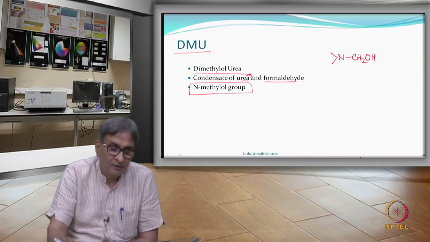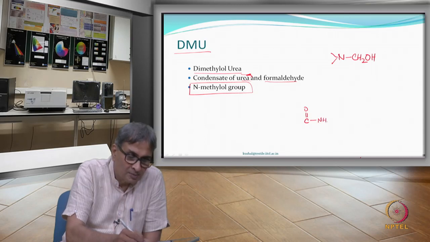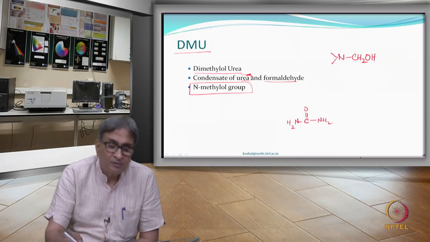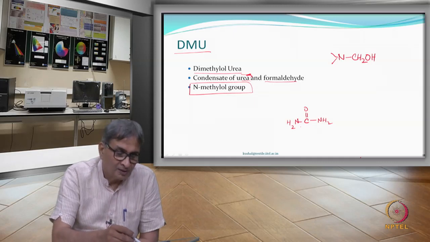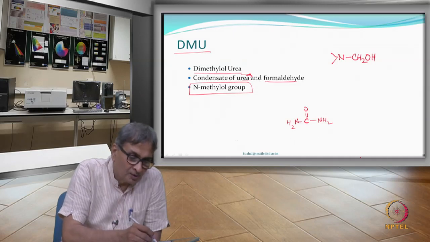So, reactive. What is urea? Urea is a simple compound like this. But when we react it with formaldehyde, what do we get? We get another compound which can now be called DMU, or a urea derivative.